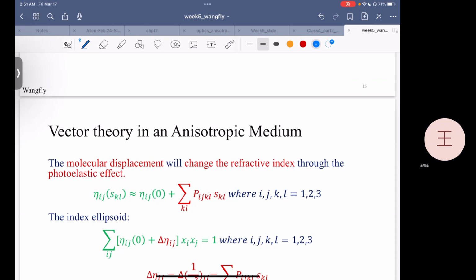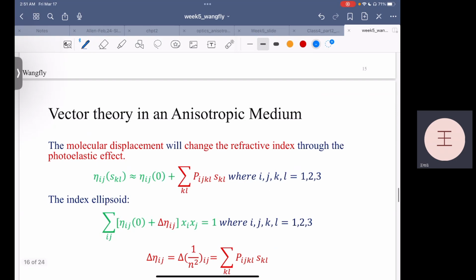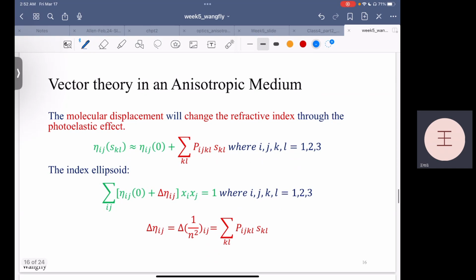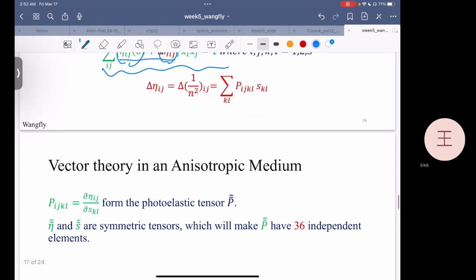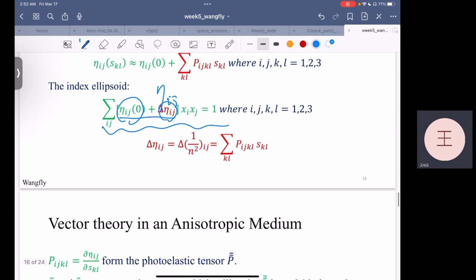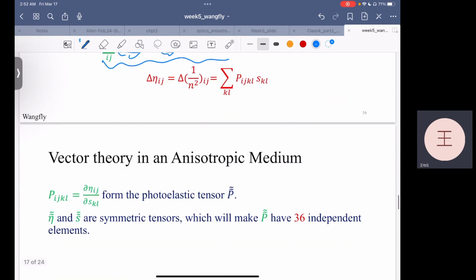So actually, for the vector theory, it's important to know that the molecular displacement will change the refractive index through the photoelastic effects. Thus, the index ellipsoid has this form, where we just plug in the initial plus the delta, and where the P forms a photoelastic tensor.